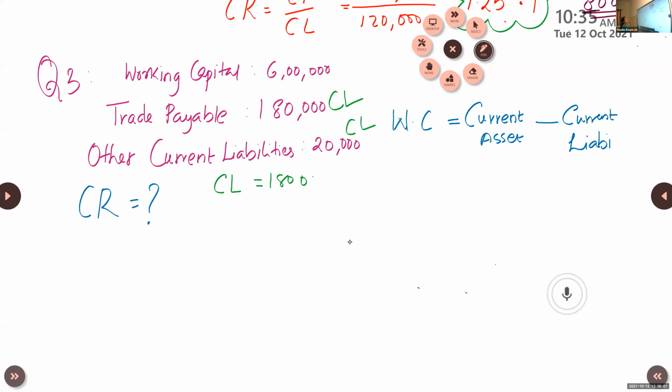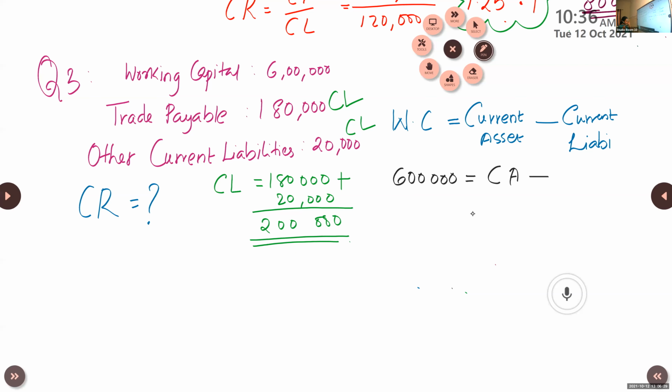Okay. Then working capital is given to you. So working capital 6 lakh is given, 6 lakh is equal to current asset minus current liability. We found out current liability 2 lakh. So how much is current asset?